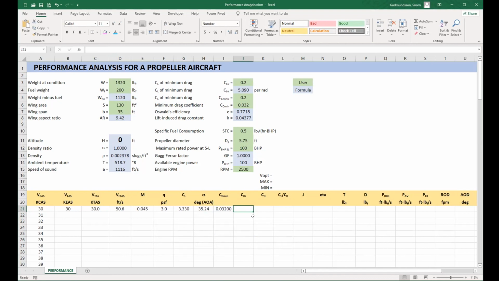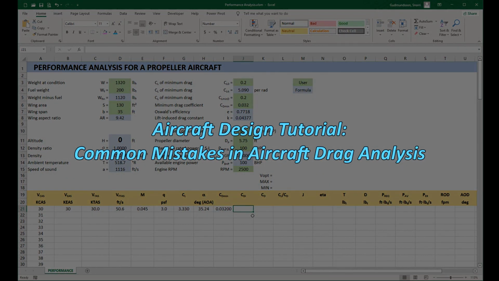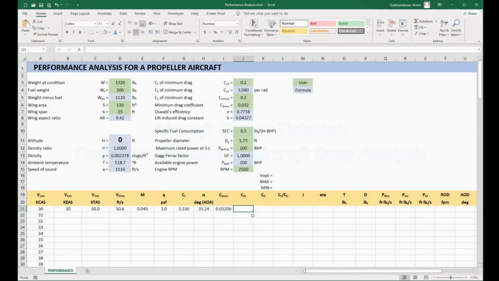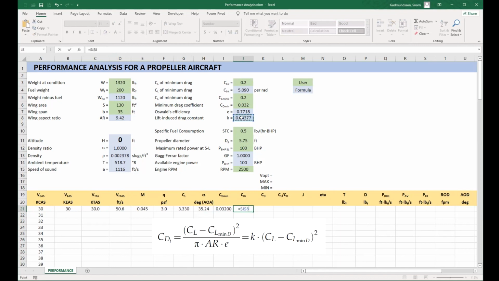I write much about the accuracy of drag modeling in both editions of my book. If you're my student, I suggest you brush up on it by reading chapter 15 in the first edition or chapter 16 in the second edition of the book. Also, watch the video on this channel called Aircraft Design Tutorial: Common Mistakes in Aircraft Drag Analysis. Here we enter K times open parenthesis CL minus CL min D close parentheses squared.